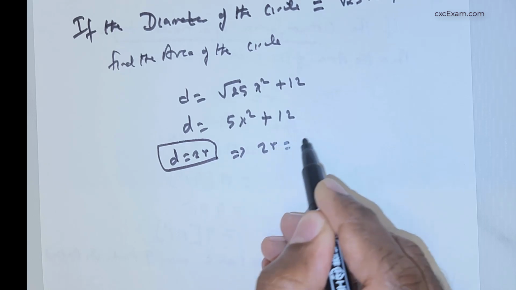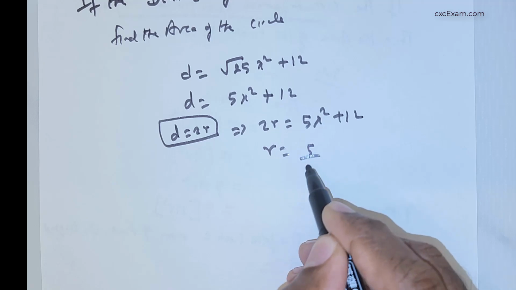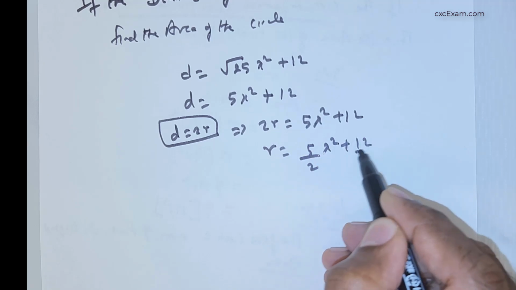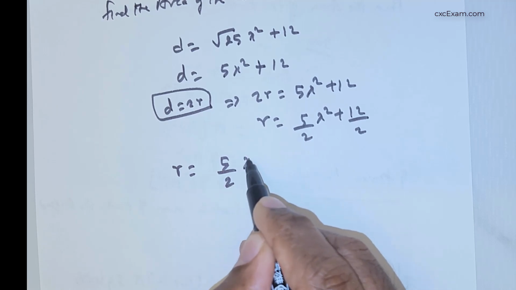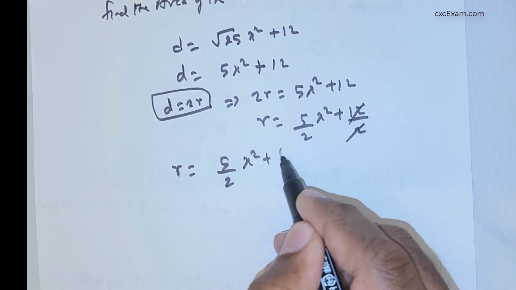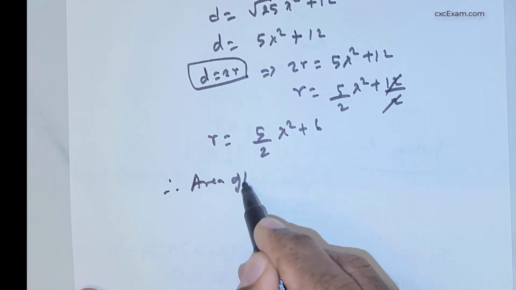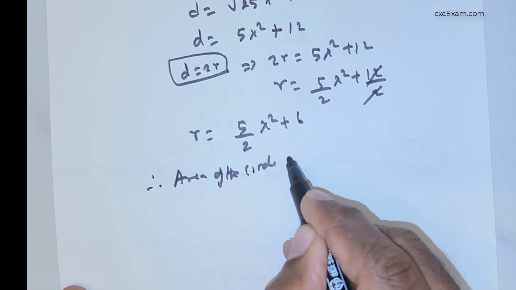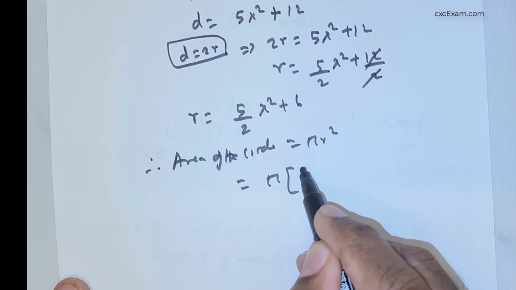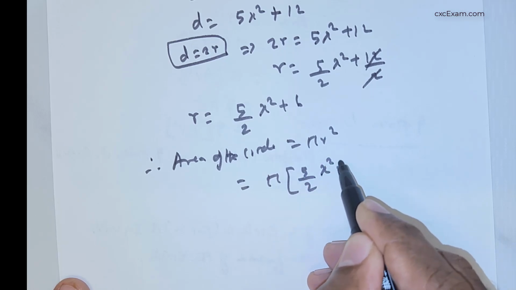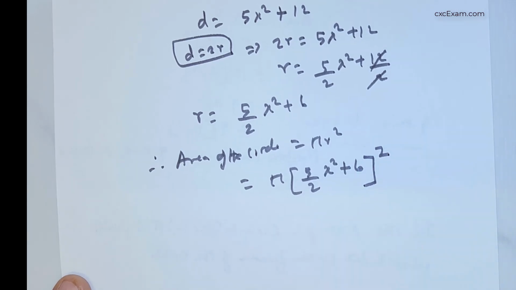So this means 2 times R is equal to 5 times root of x squared plus 12, which means R is equal to 5 over 2 times root of x squared plus 12 over 2. Which I can rewrite as 5 over 2 times x squared plus 6. So this is my radius. So therefore area of the circle has a formula as pi r squared, which is nothing but pi times of r, which is 5 over 2 x squared plus 6, raised to the power of 2.